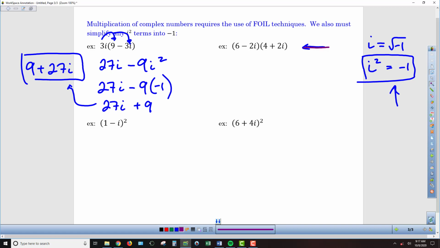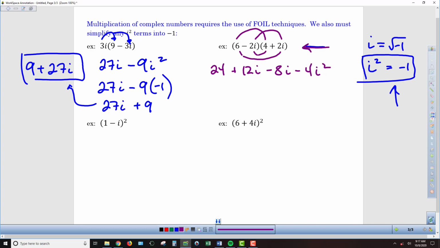In our second example here, we're going to use FOIL to multiply these out. So I'm going to multiply 6 times 4 to get us started, so we get 24. My outer term is this 6 times 2i, so I get a positive 12i. My inner term is this negative 2i times 4, so negative 8i. And then finally I've got negative 2i times positive 2i, so I get negative 4i squared.